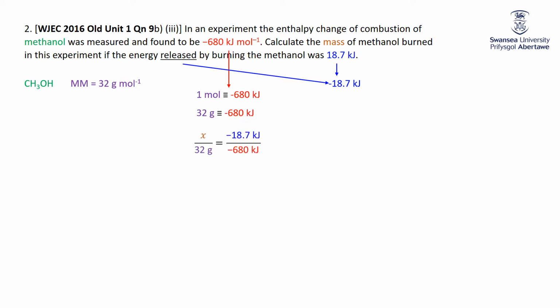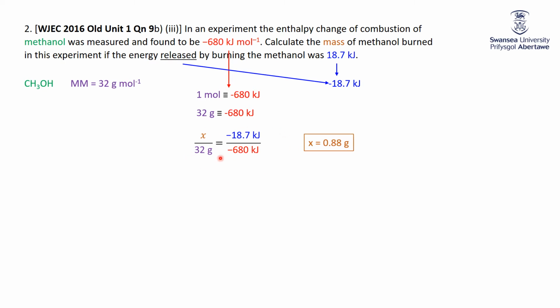So therefore, throw that into our little ratio. Again, 32 grams is responsible for minus 680 kilojoules. So X is responsible for minus 18.7 kilojoules, X being the mass of methanol of interest. Throw that in, and we get 0.88 grams.